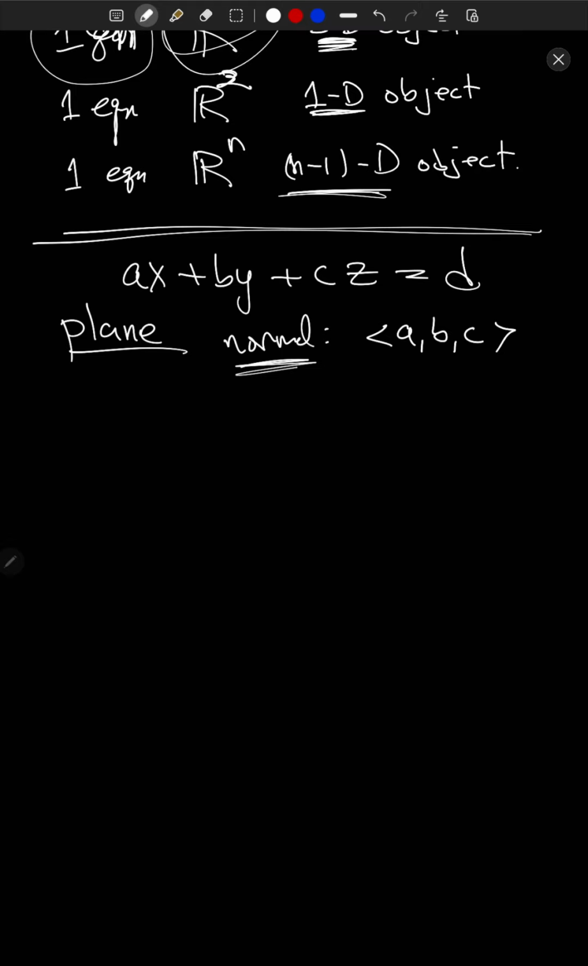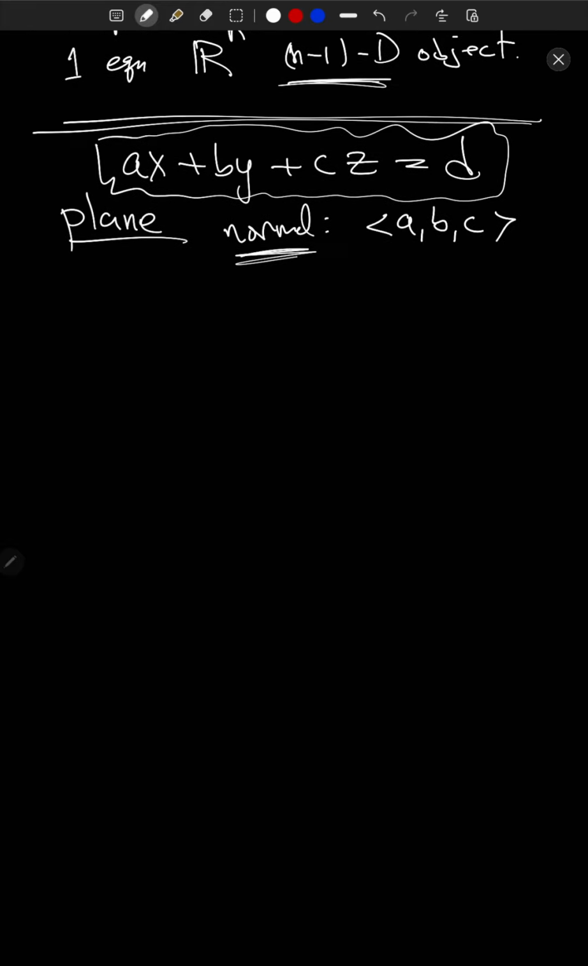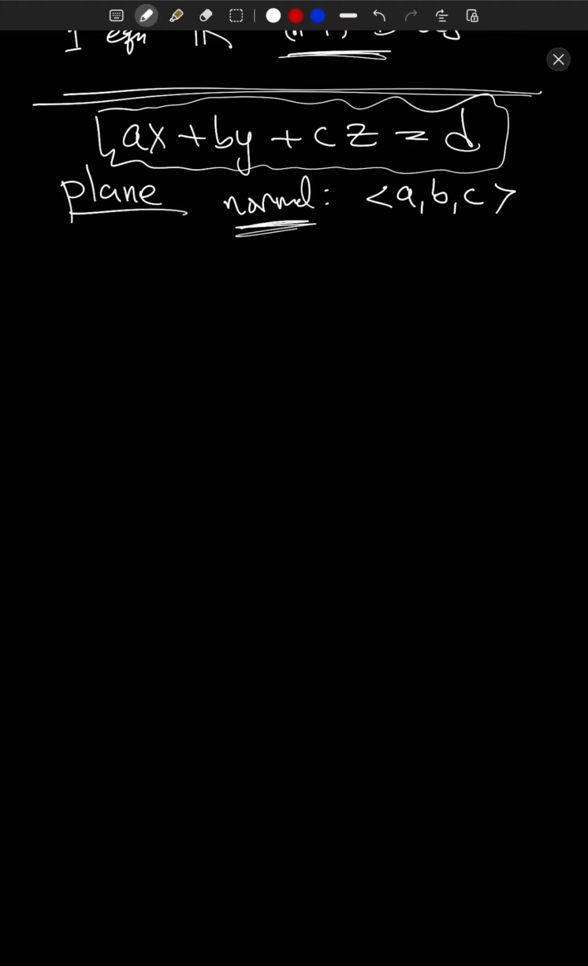So, for example, let's say c were not zero, then I could just use x equals zero, y equals zero, and z equals d over c. Okay, so you can always recover the two necessary bits of information from an equation that looks like this.